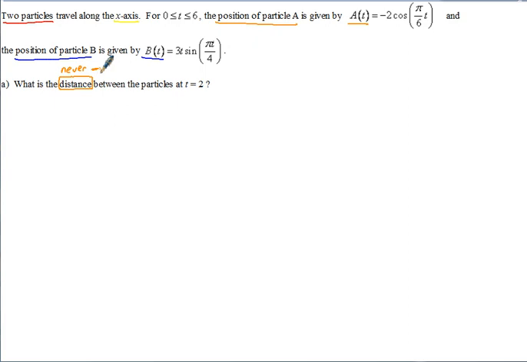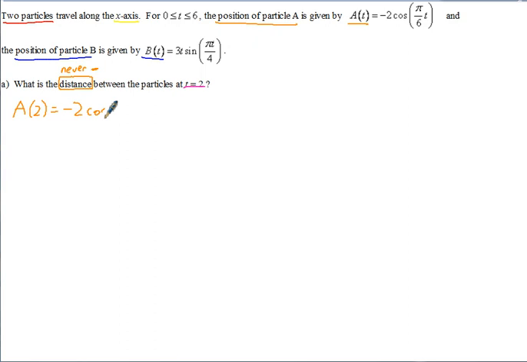Either 0 can be the distance or it can be positive. Never negative. So if you want to know the distance between the particles at time 2, well, what's going to tell us the distance between them is their position. So we just need to find the position of each of them at time 2, see where they're at on the x-axis. So let's start with A of 2.